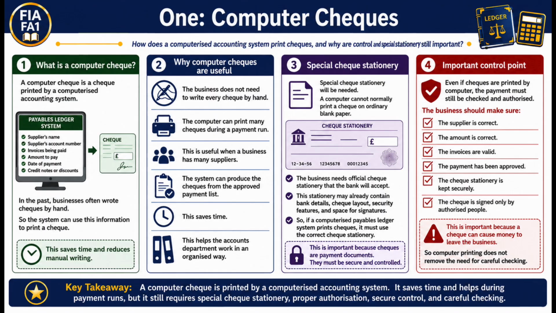Important control point. Even if checks are printed by computer, the business still needs control. The computer may print the check, but the payment must still be checked and authorized. The business should make sure the supplier is correct, the amount is correct, the invoices are valid, the payment has been approved, the check stationery is kept securely, and the check is signed only by authorized people. This is important because a check can cause money to leave the business. So computer printing does not remove the need for careful checking.